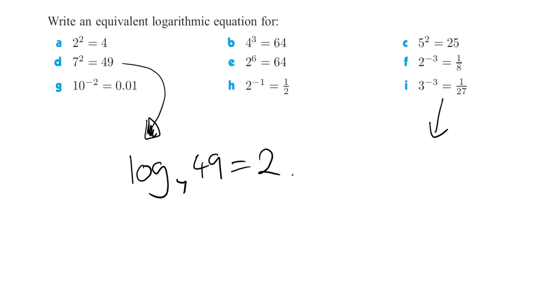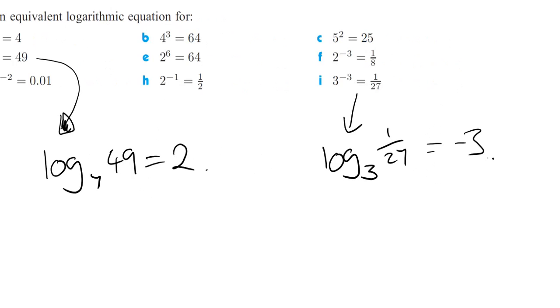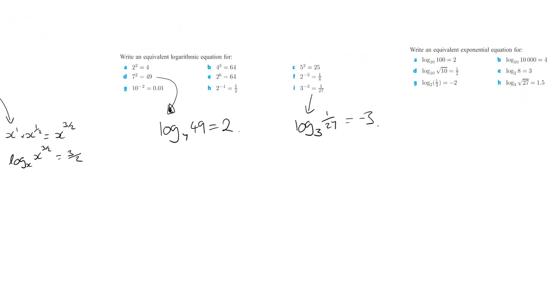So that is our equivalent logarithmic equation. Let's do one more. 3 to the minus 3 is 1 over 27. What is it I need to raise 3 by to get 1 over 27? Of course, it's minus 3. So that's what's happening here.